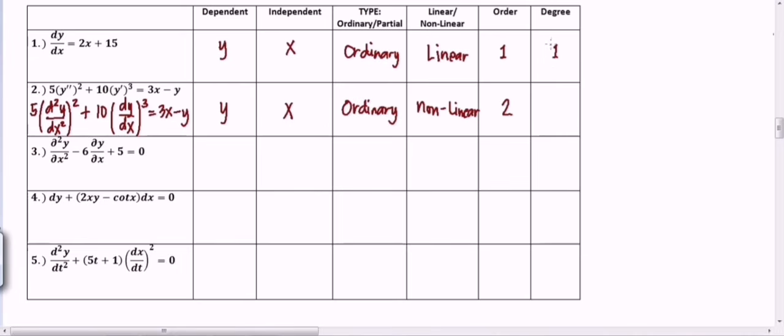And then, titignan nyo guys kung ano yung degree ng highest order. So, ang highest order natin ay 2. Ano ba yung degree niya? 2 rin. So, ibig sabihin, ang degree ay 2. Ito guys, palagi kayong titingin sa order. Ibig sabihin, ano yung degree ng highest order derivative? Yun ang tinutukoy na degree. Okay? Next one, number 3.